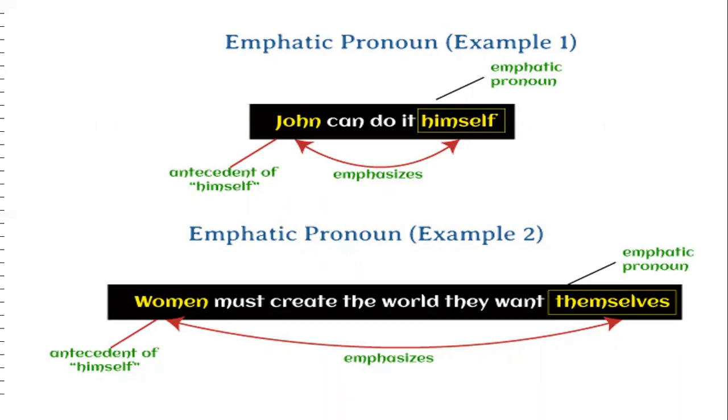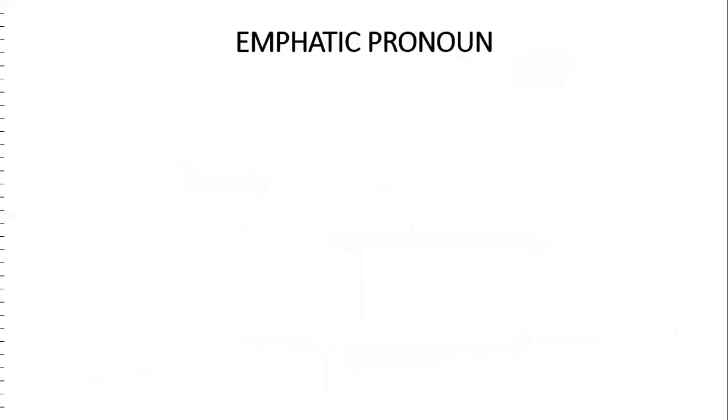In the second example: women must create the world they want themselves. So here women is the antecedent of themselves, right? So it is the antecedent of themselves, and that's why it is an emphatic pronoun.